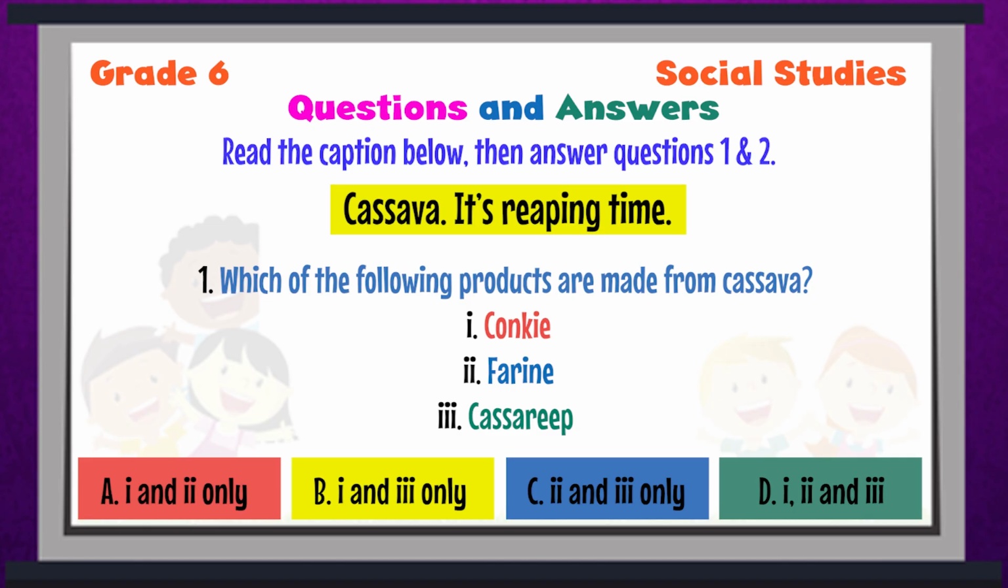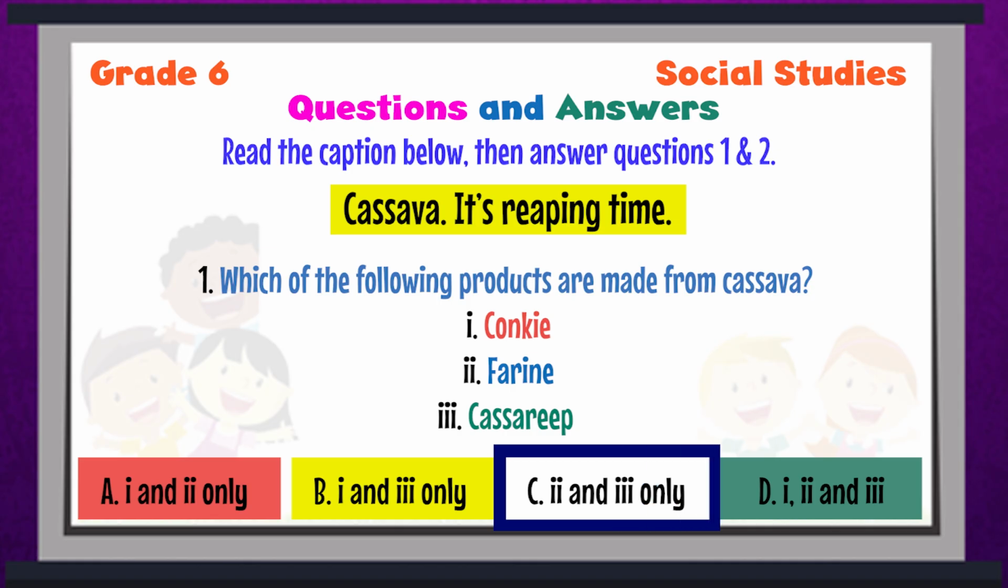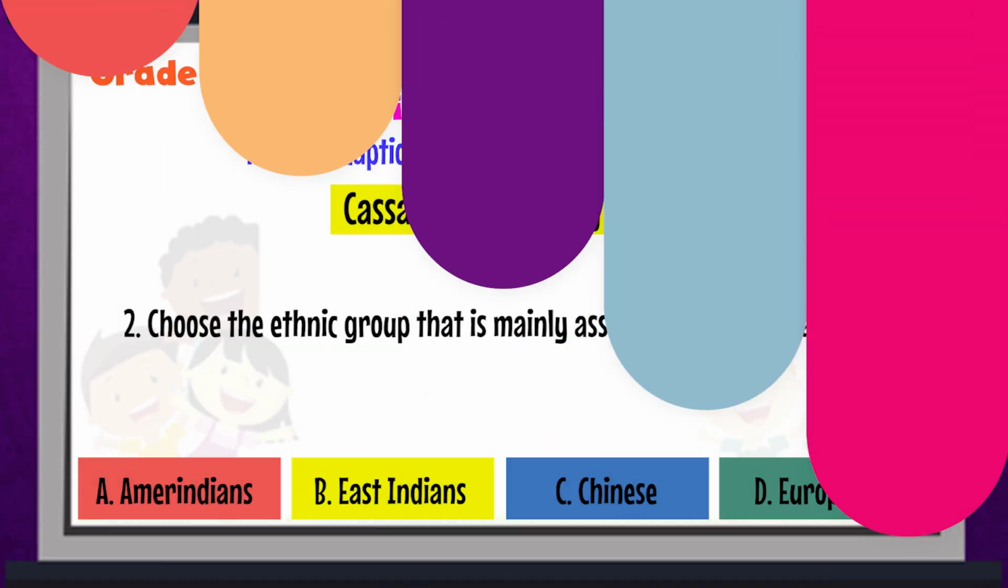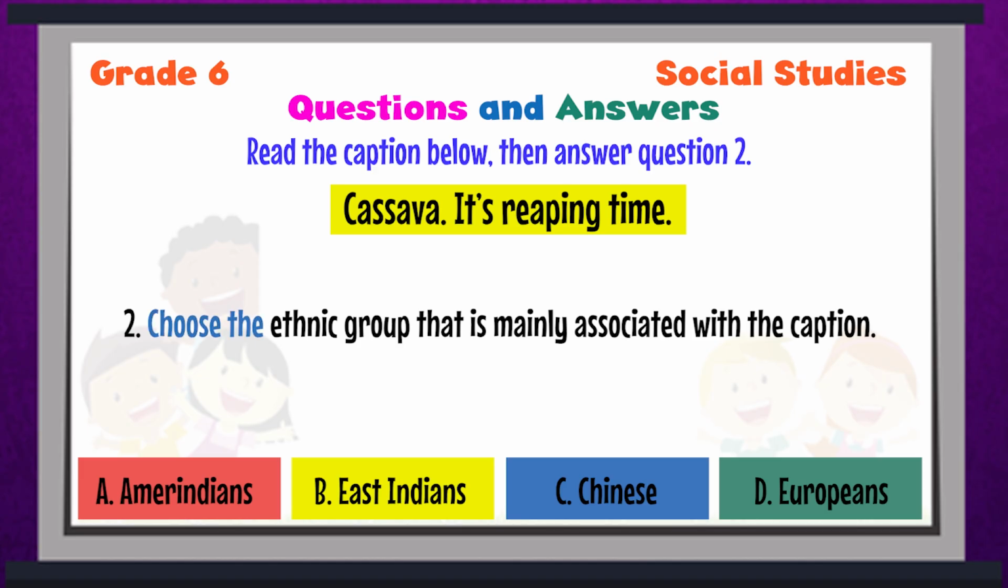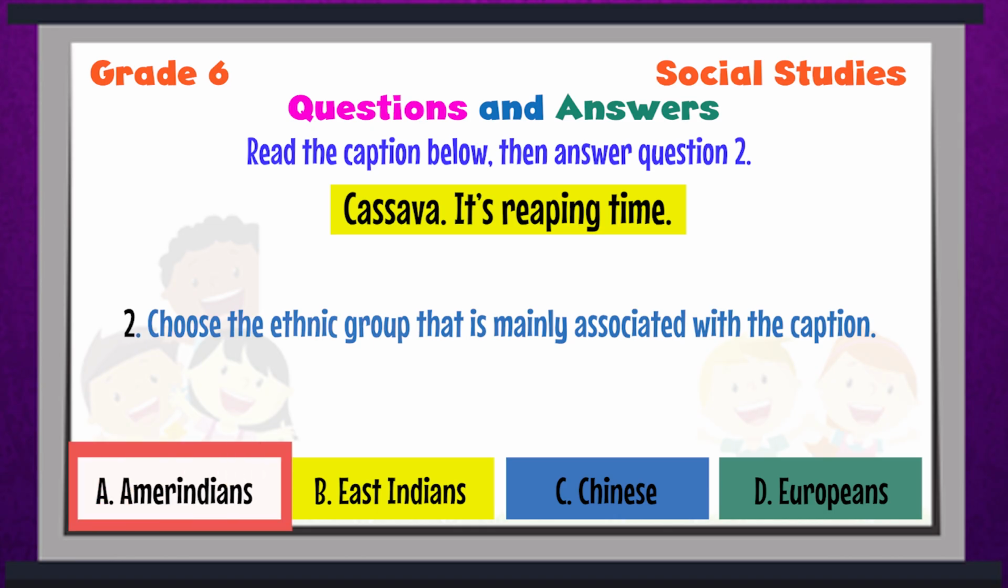The answer for question 1 is C. Farine and casrip, 2 and 3, are products that are made from cassava. Question 2. Choose the ethnic group that is mainly associated with the caption. A, Amerindians, B, East Indians, C, Chinese, or D, Europeans. The answer to question 2 is A.